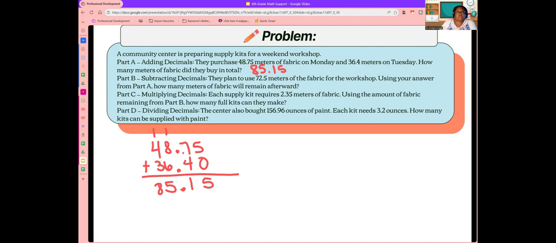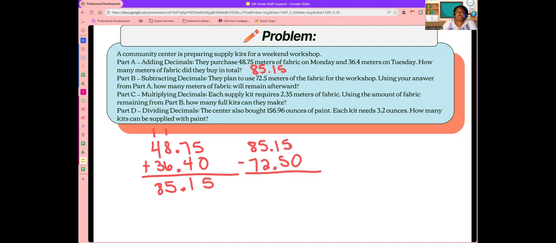Now for part B, subtracting decimals. They plan to use 72 5/10 meters of the fabric for the workshop. Using your answer from part A, how many meters of fabric will remain afterward? And that's what I was saying. These numbers are going to build off of each other as we go through each part. So now we'll use that 85 15/100, and we're going to subtract the 72 5/10 that they are wanting to do. We'll go ahead and write our decimal here. So we can write everything, and then we'll fill in that blank with a 0.